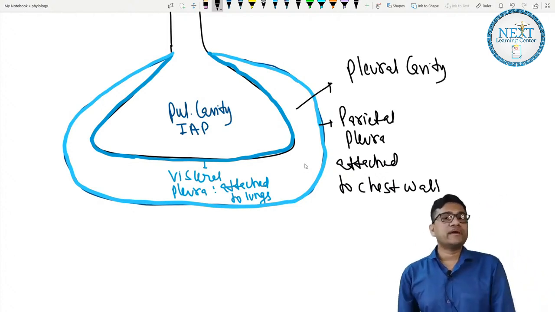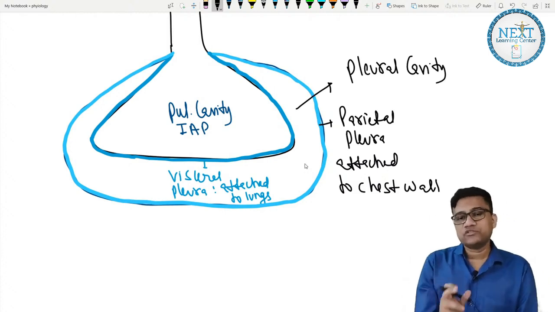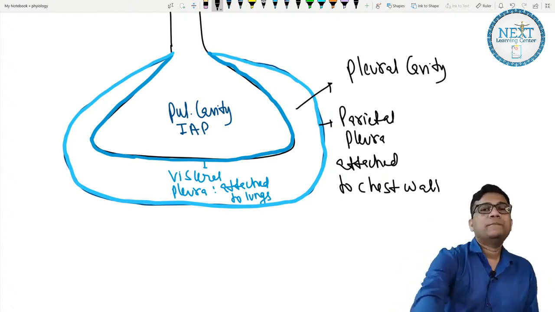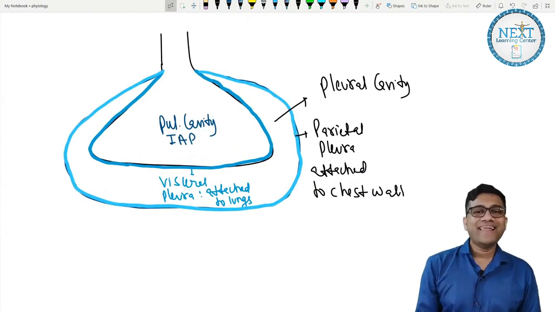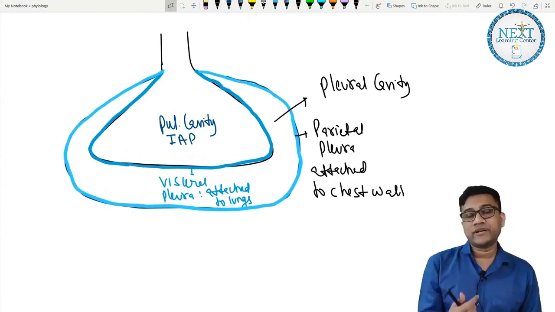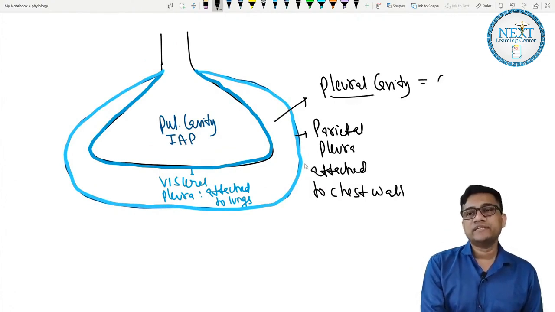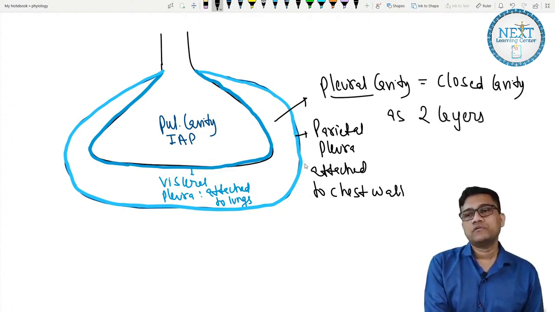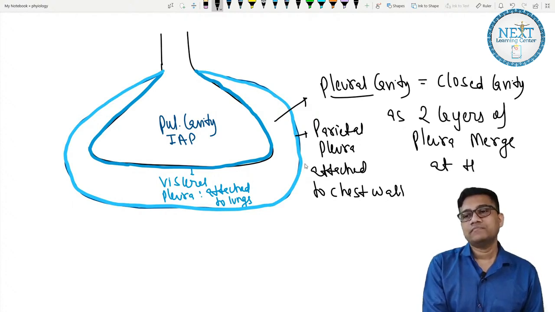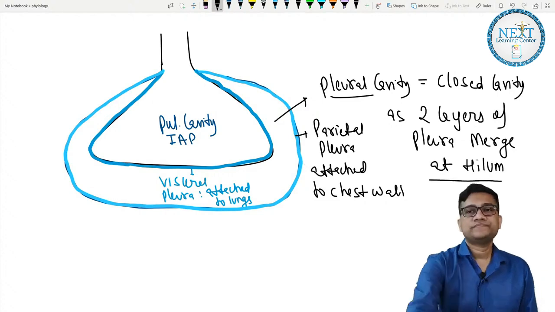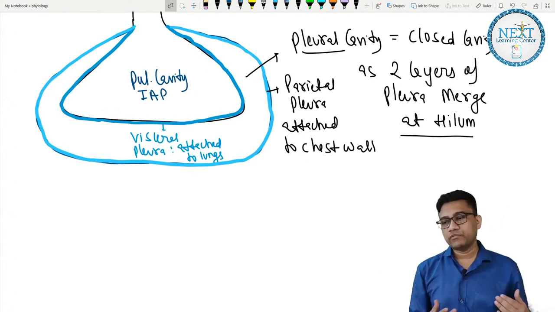So where is the pleural cavity present? It is between the two layers of pleura, the visceral and the parietal pleura. Now, unlike the pulmonary cavity, which is connected to the atmosphere, it is a closed cavity, as the two layers of pleura merge at the hilum.